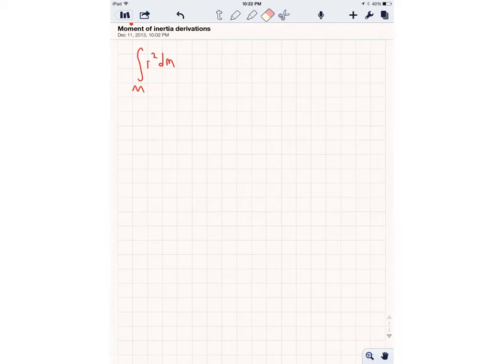Hi, it's Simon, and I'm here to talk to you guys about deriving the moment of inertia for simple shapes. We're going to start with this expression that we should be familiar with for an extended shape. That is the integral over the entire mass of r squared dm. This one.